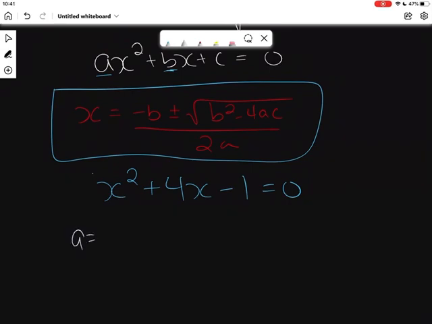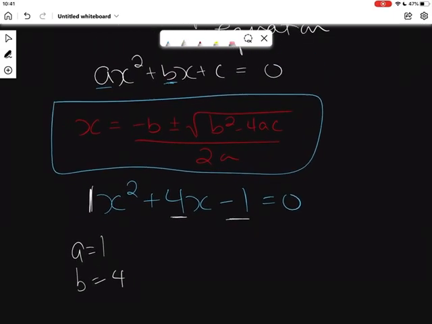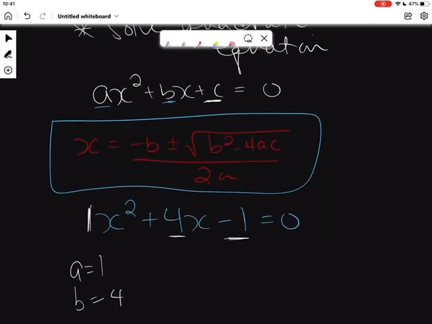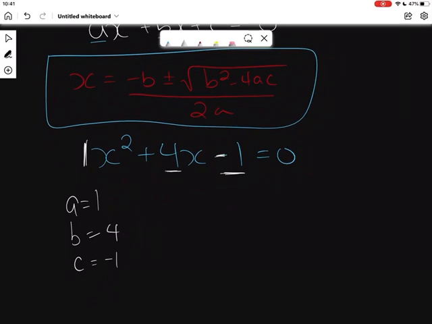So when I look at this equation, I can see that this coefficient here is actually just 1, so a is equal to 1. b is equal to this guy here, which is 4. And then c is equal to negative 1. If you notice in my original generalization here, this says plus c. The fact that this is a negative, I need to take that into account. So c equals negative 1. Okay, so that's what that's going to look like. And now I can use these values and substitute them into my formula to determine what the value of x is in order for this equation to equal 0.